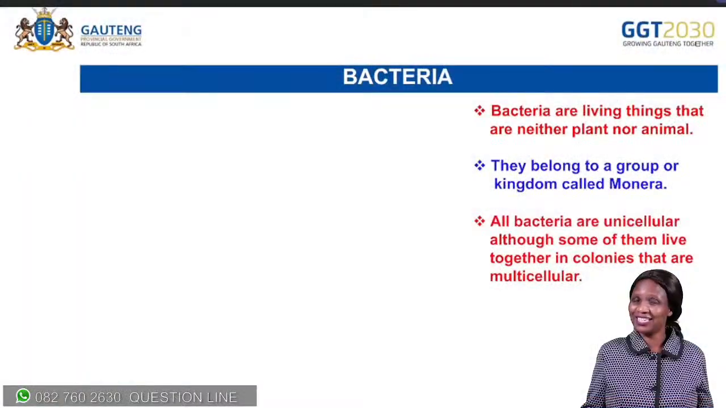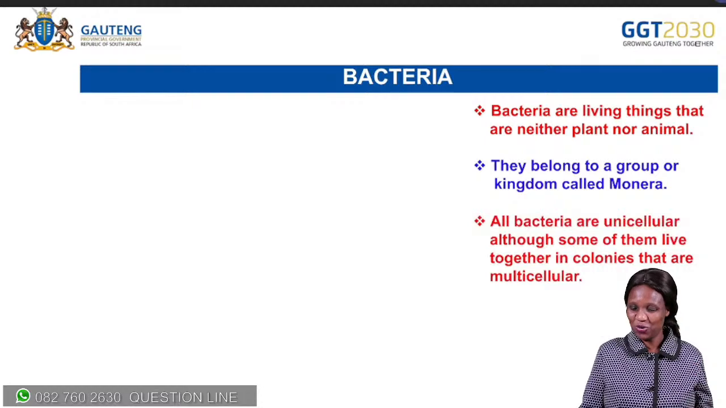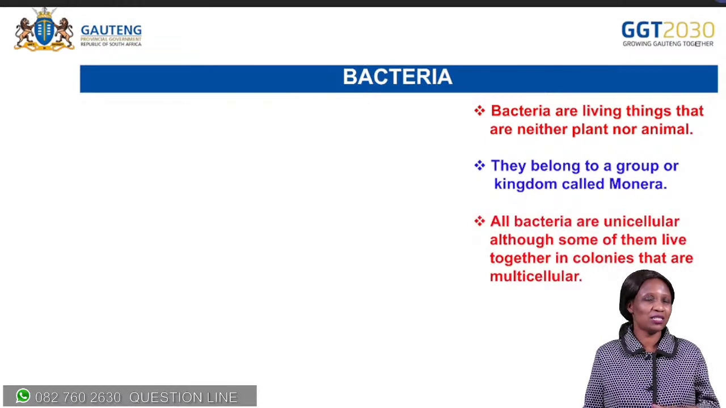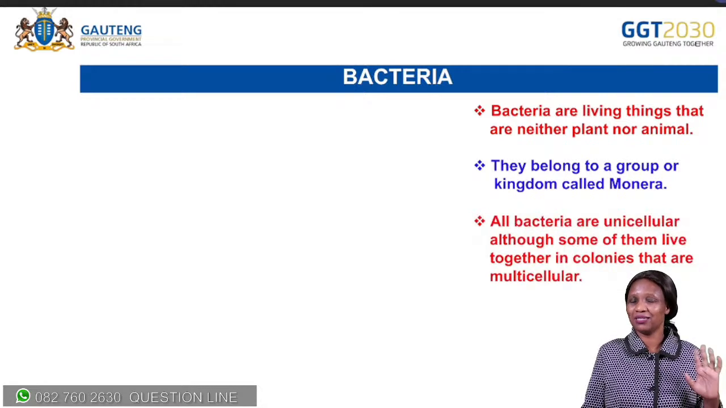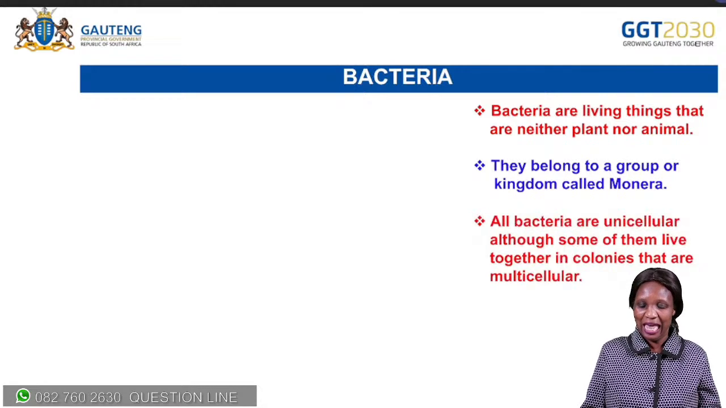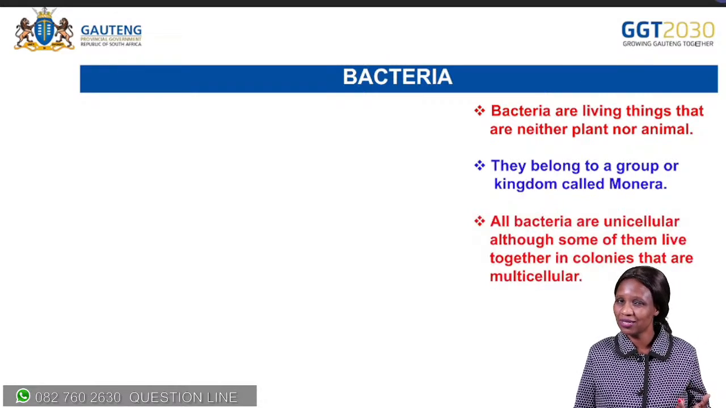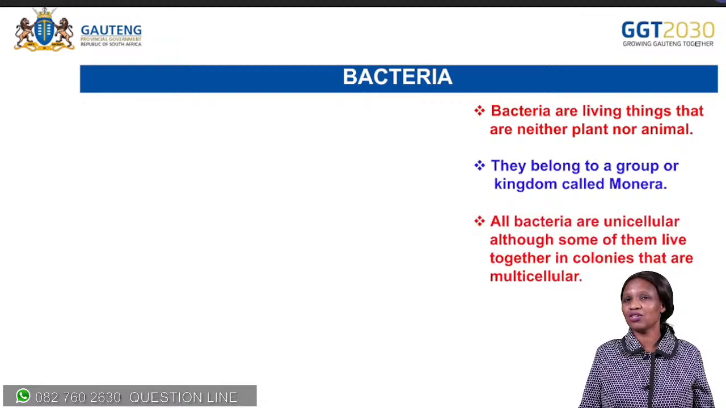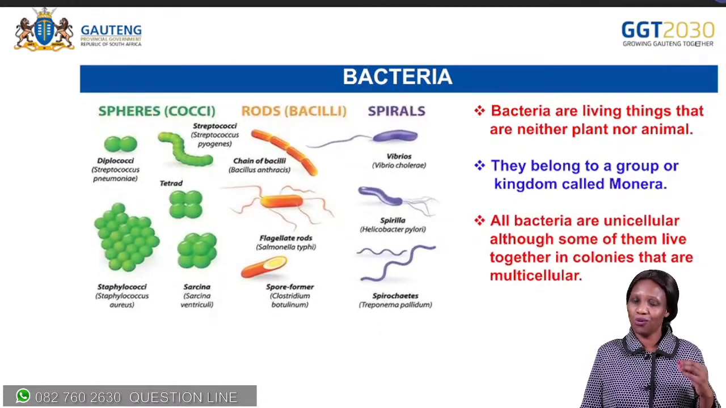Let's look at bacteria again. Bacteria, these are living. It is living. It has only one cell. Therefore, we call it what? Unicellular. All right. But it is not a plant. It is not an animal. All right. But it is living. And then the bacteria belongs to a group that is called what? Monera. All bacteria are unicellular, meaning they've got only one cell.